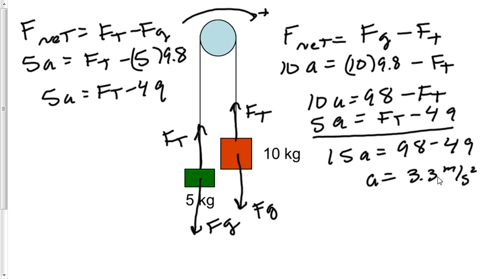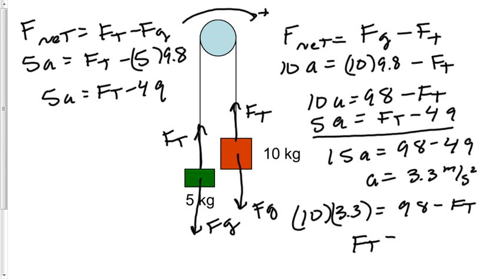Now to get the force tension, we need to plug that value back into one of the other two equations. Let's choose the first equation. So we'll have 10 times 3.3 equals 98 minus force of tension. Solving for force tension, we get 65 newtons.